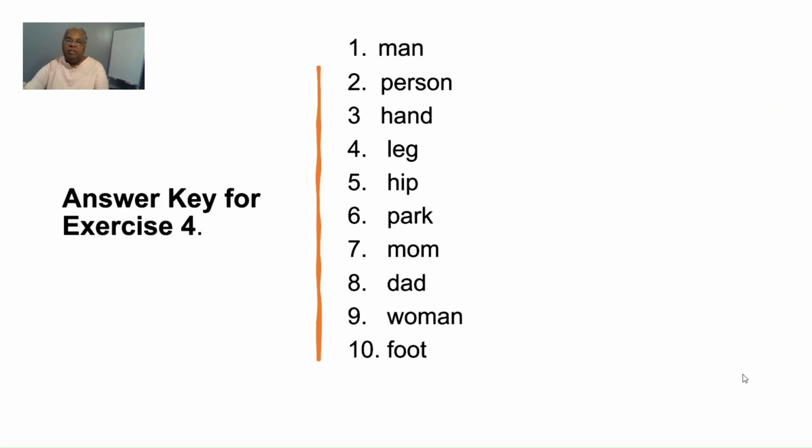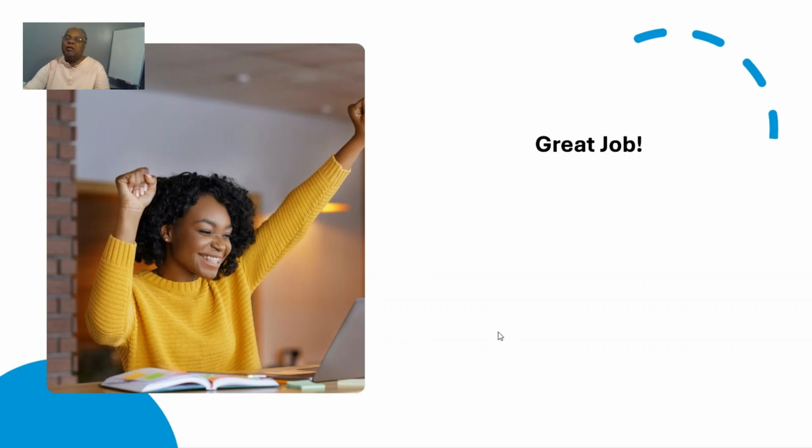Answer key for exercise 4. The correct answers are man, person, hand, leg, hip, park, mom, dad, woman, foot. Great job.